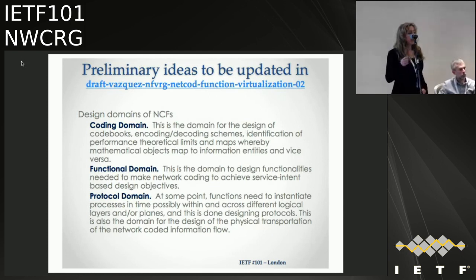Okay, so these preliminary ideas are already in this draft that we propose to present here and in the other network research group. What we have proposed is that, as you can see, this presentation is different to the previous one. Why? Because here we also need to apply systems thinking, not only protocol thinking. For this reason, it's important to distinguish in which domain we are. We have the coding domain, meaning design of codebooks, encoding and decoding schemes, and which performance the codes have. Then we have the functional domain, which is the one we're talking about here for the architecture. And finally the protocol domain, because at some point we have all this architecture, but we need protocols to be operative.